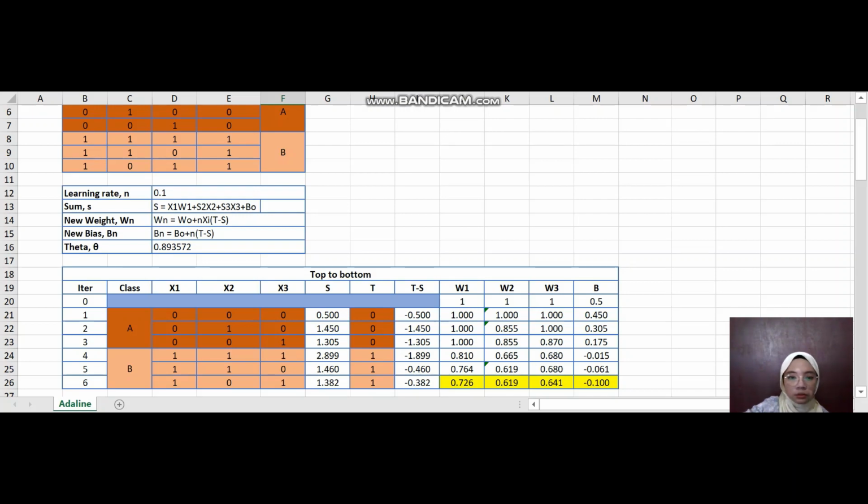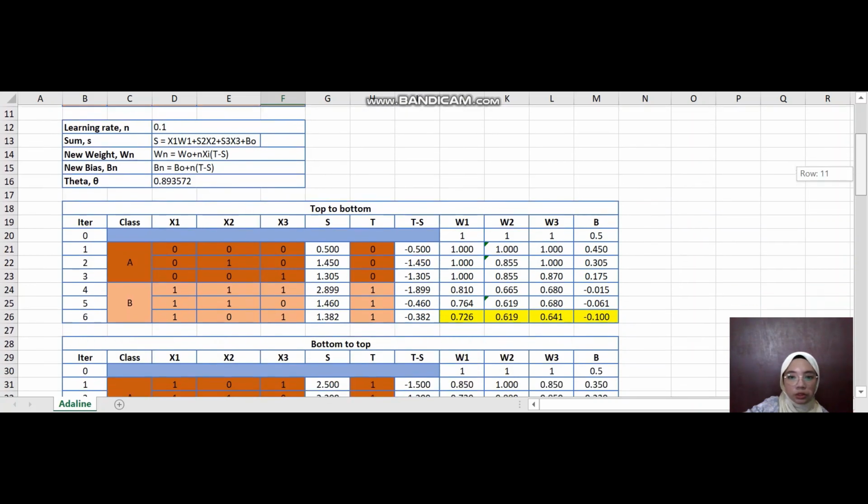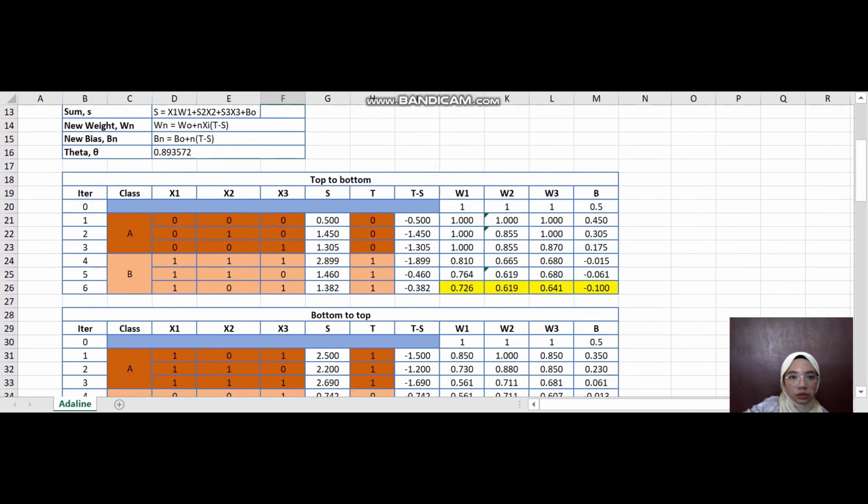Firstly, we want to find the value from top to bottom. For top to bottom, we use the formula of S, which is x1 times w1 plus x2 times w2 plus x3 times w3 plus wo. Then you get the value of 0.50. To find t minus s, we just subtract s from t and get negative 0.5.